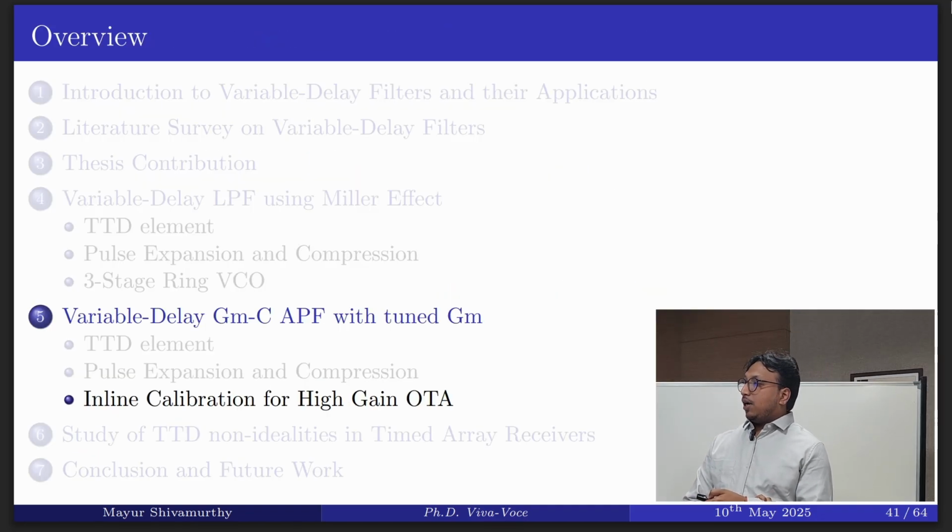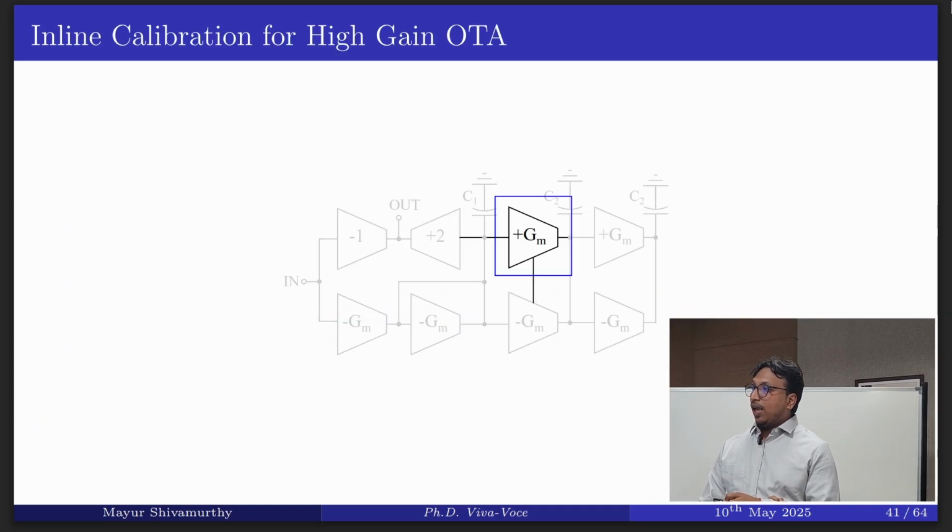Next is the inline calibration for high gain OTA. The GM block in the GmC all pass filter, the transconductance, forms a critical component. The DC gain of this particular OTA should be very high. There are different ways to increase the gain, and cancelling the impedance using a negative impedance is one of the techniques. Normally we need an external replica circuit to cancel the impedance, but if there is any mismatch in the replica circuit, that would deviate the gain of the OTA.